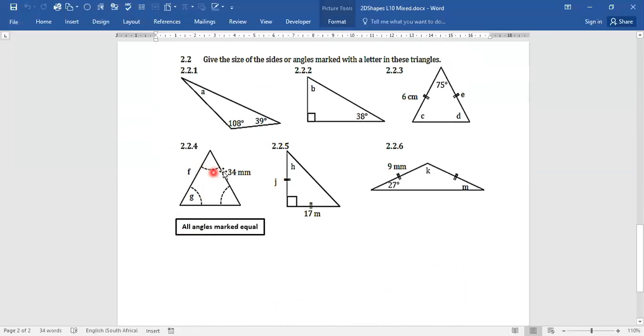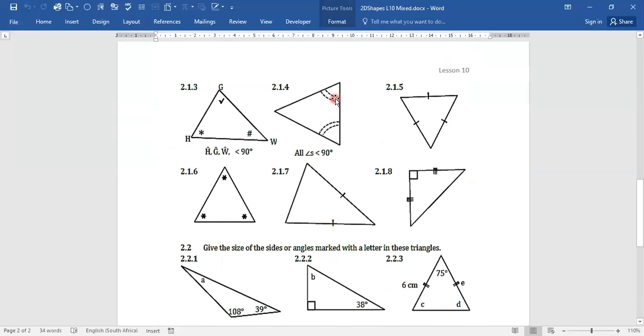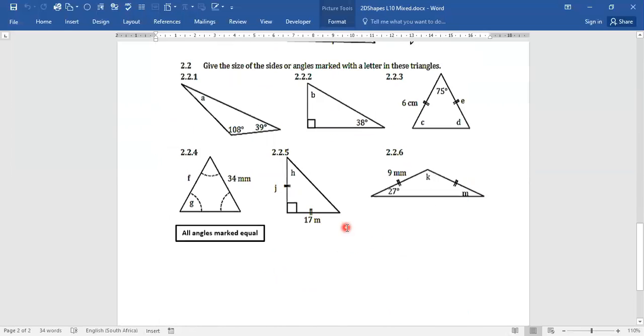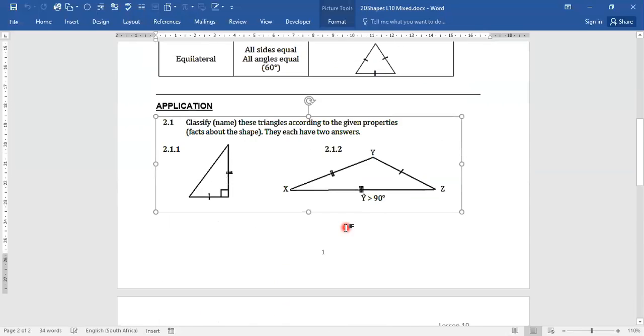Please note when the markings are like this, it means all angles are marked equal in this case. And here we also say that these two angles are marked equal. Boys and girls, enjoy your application.